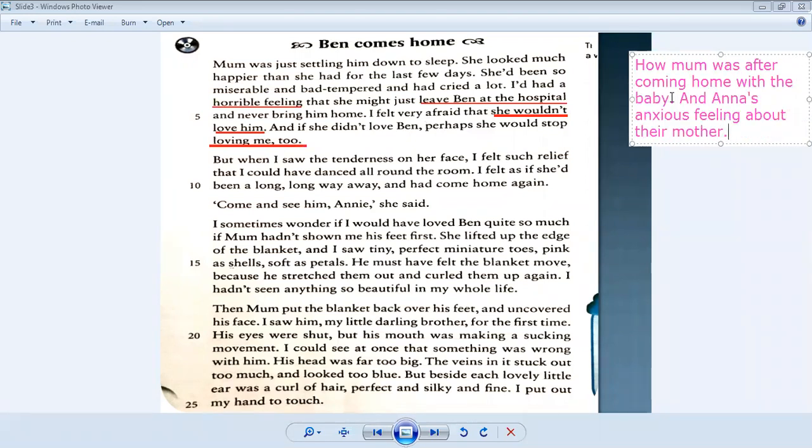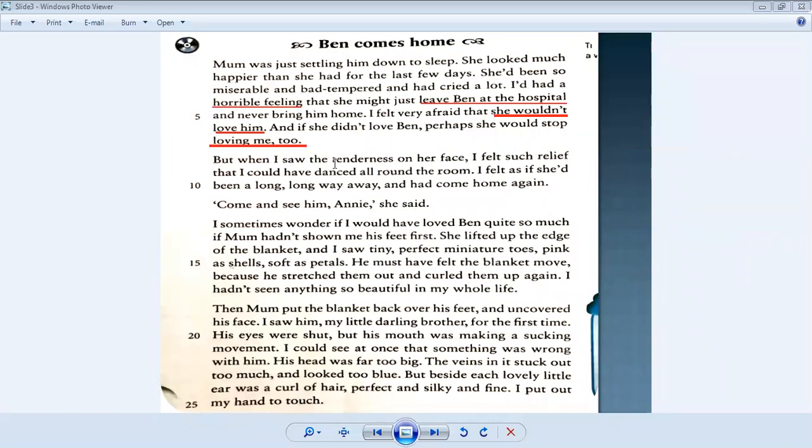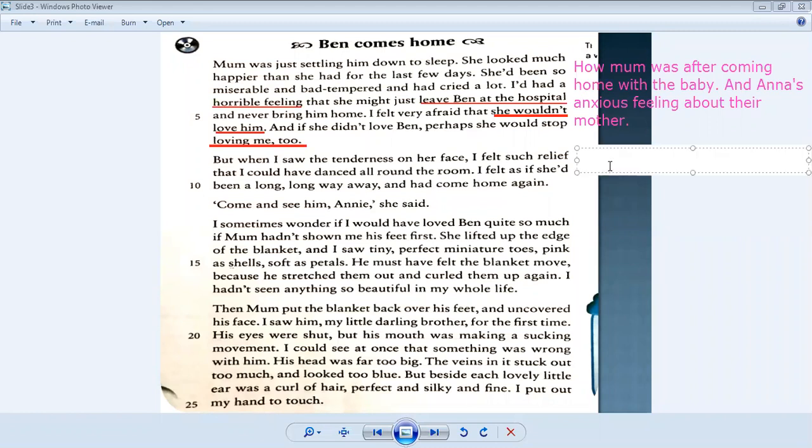Okay, this is the first part of the story. The second part: "When I saw the tenderness of her face, I felt so much relief. I could have danced all around the room." This part tells us Anna's relief. And then the third paragraph, let's say.